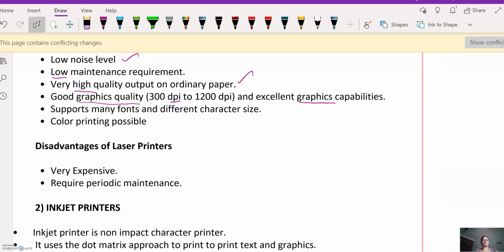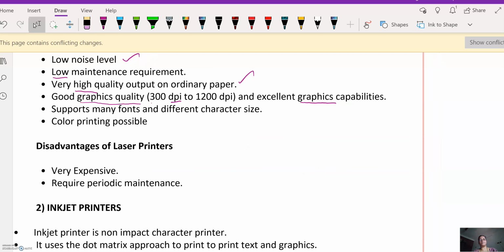Coming to the disadvantages of laser printer, of course it is very expensive, and already we have told low maintenance in terms of cost, but it needs to be maintained in a periodic manner with respect to the toner and other details. So somehow cost wise it is expensive, and also cost wise the maintenance cost will always be there.